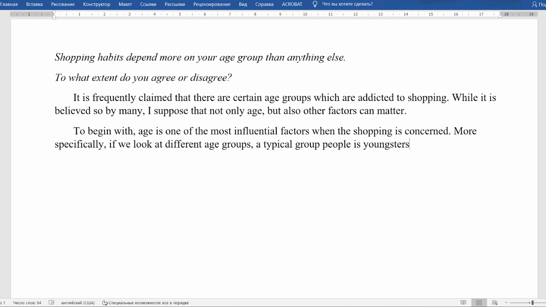But I also want to define the ages. So youngsters, approximately between 17 and 21, because I think these are the most popular ages when you are interested in shopping, when you are addicted to shopping. So here now I should support my idea. Because I started to talk about youngsters, these days it is sought to be common. This one is passive voice. It is sought to be a common phenomenon.